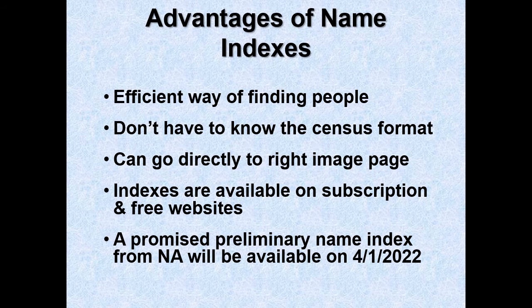If everything is perfect, there are lots of advantages about name indexes. It's an efficient way of finding people. You don't have to know the census format and anything about enumeration districts. You can go directly to the right image page. They should be linked. Indexes are available for previous censuses on subscription and free websites. And we do have this promised preliminary name index from NA available on opening day, April 1st, 2022.